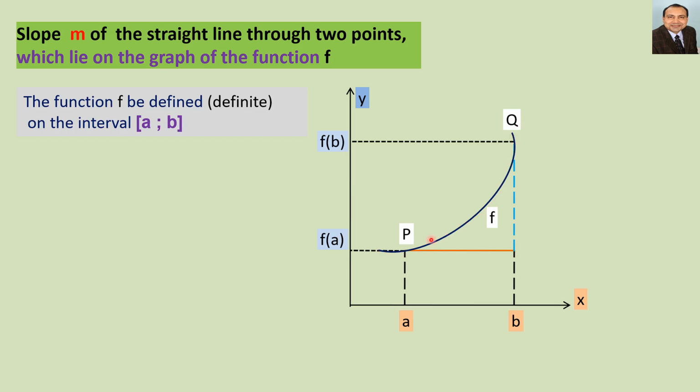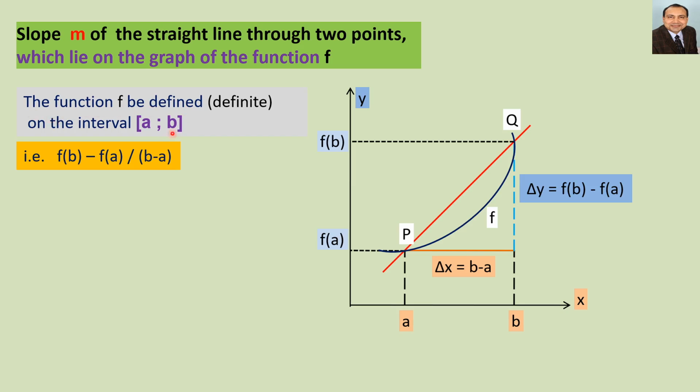A curve, which is a function of x, is shown by this blue line. On this line we have a point P. Its x value is a, and on the y axis it is the value of the function at this point. There is another point Q which has coordinates b and f of b. The change in x, the difference in x, is b minus a. The change in y is f of b minus f of a.